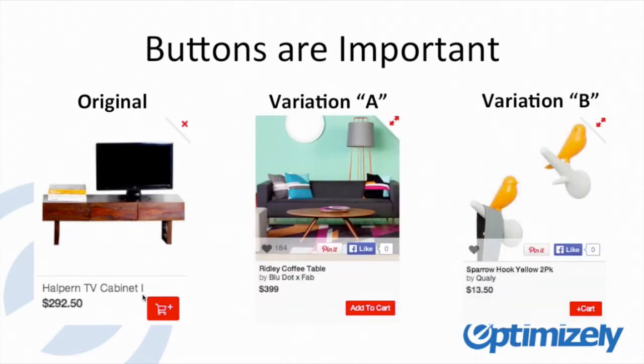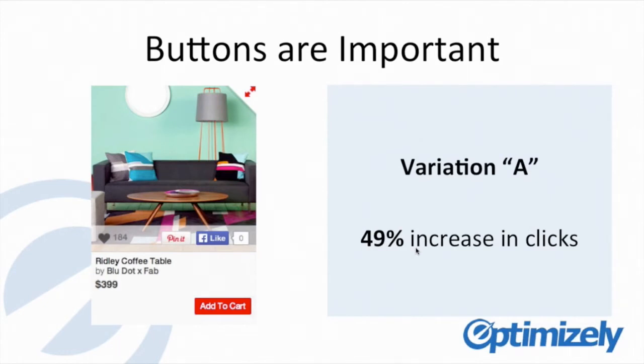was they ran 3 different experiments. They had the original, they had variation A, which showed add to cart with a bigger button, and then they had variation B, which had just the plus cart. So still simple, but a little bit more descriptive. Each of their visitors was bucketed into one of these experiments. And they had really great learnings from this.